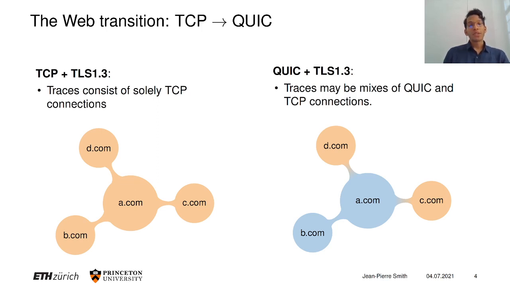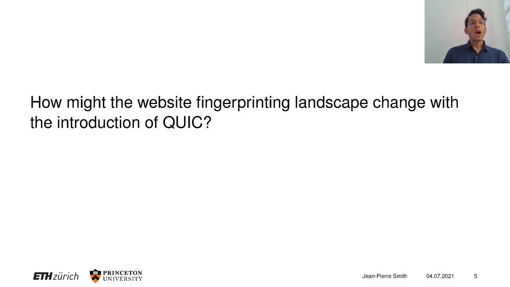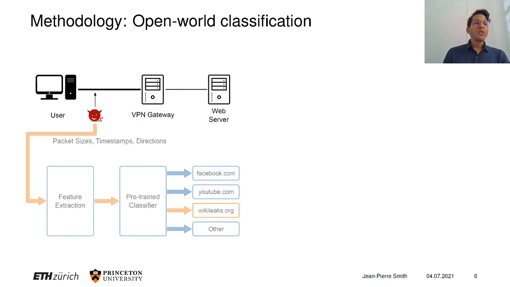So what we ask in this work is, given all of these changes between the TCP and QUIC protocol, how might the website fingerprinting landscape change with the introduction of QUIC? To answer this question, we use a similar procedure to the one the adversary uses when performing his attacks.